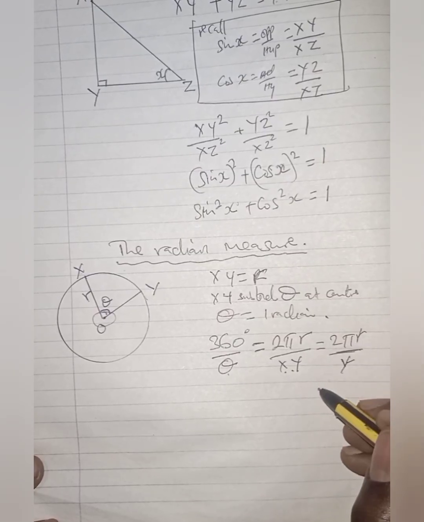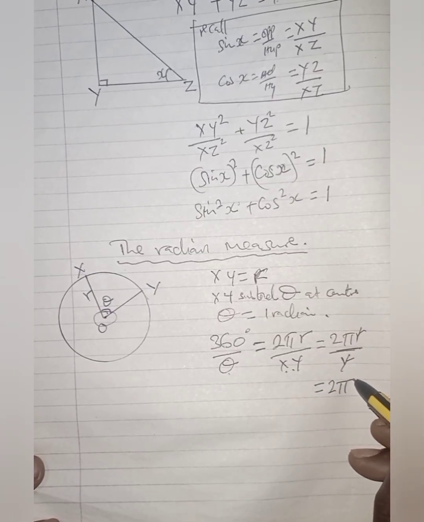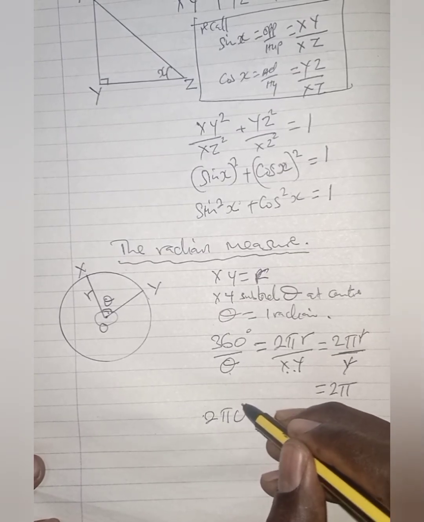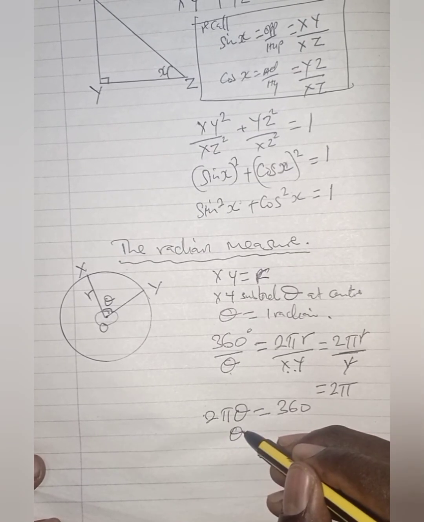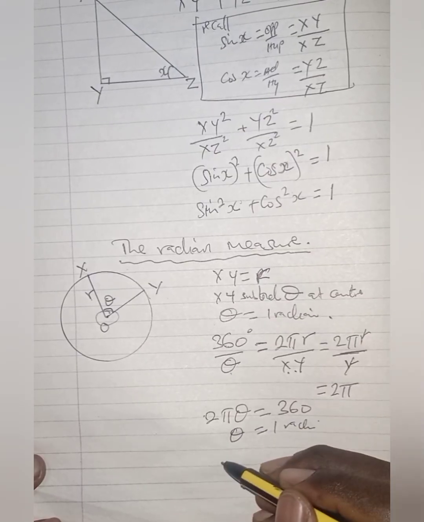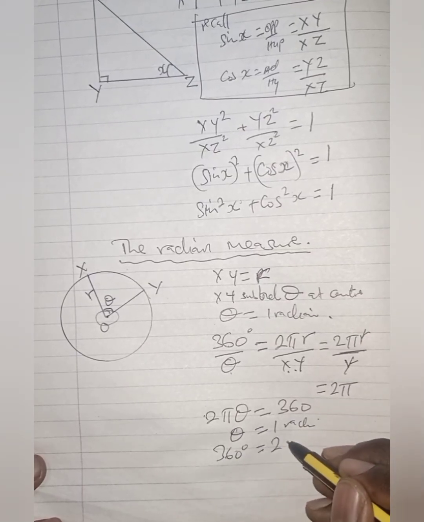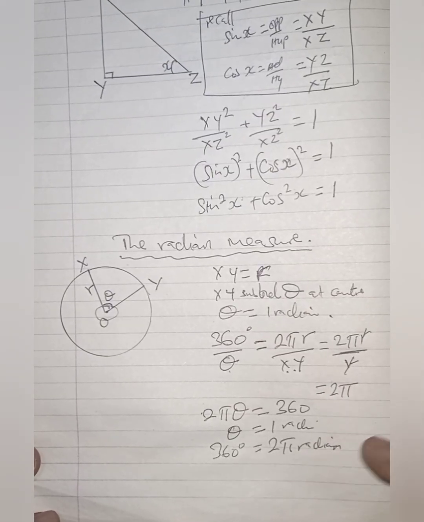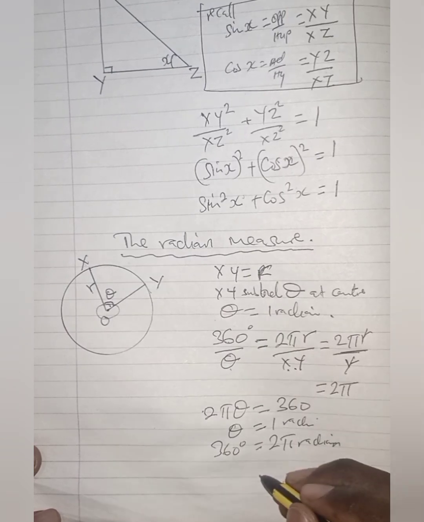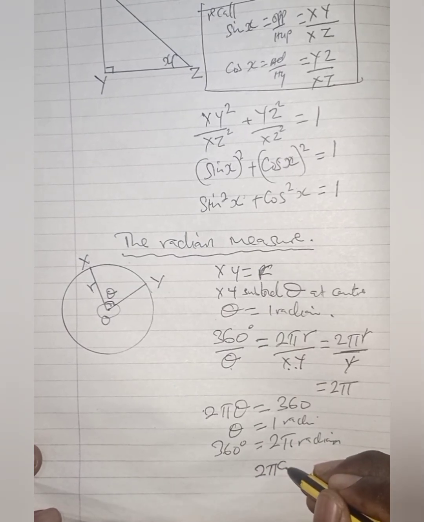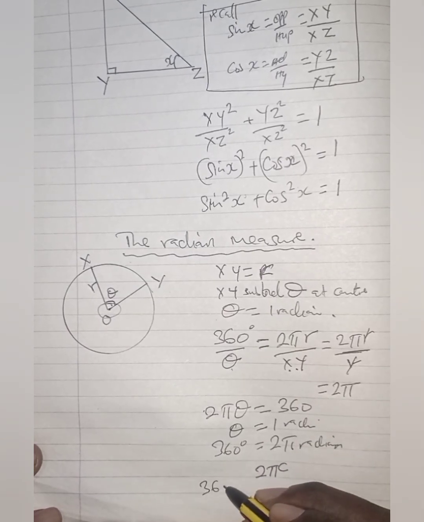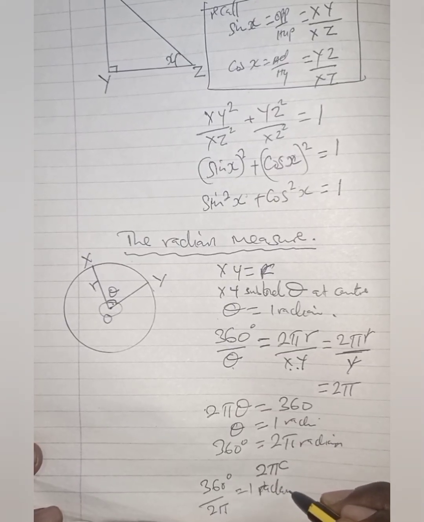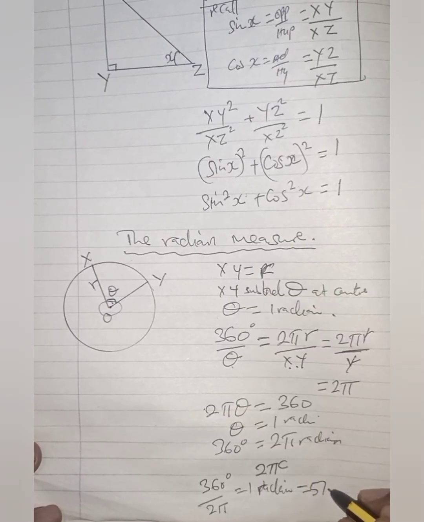It means that this r and this cancel so that we have 2 pi. Now, this reinforces the notion that if you have 2 pi multiplied by theta, you should get 360 degrees. And since theta is equal to 1 radian, it means that 360 degrees is equal to 2 pi radians. Now, since 2 pi radians is 1 revolution, or a circle like that, it's always denoted as 2 pi c. 2 means 1 revolution. Now, if you divide 360 degrees by 2 pi, you get 1 radian, which is approximately 57.3 degrees.